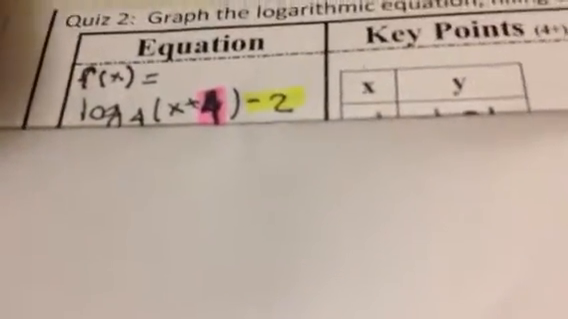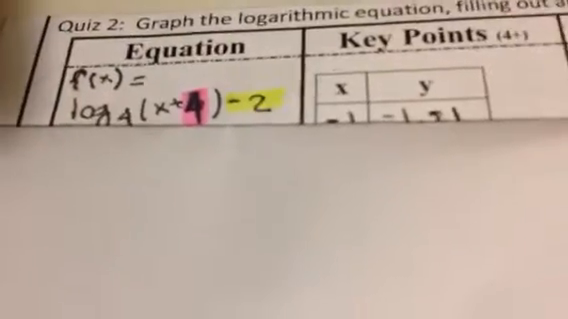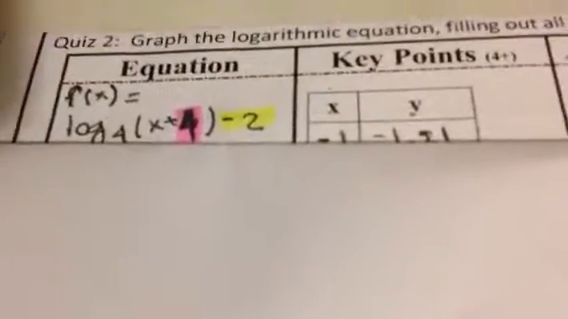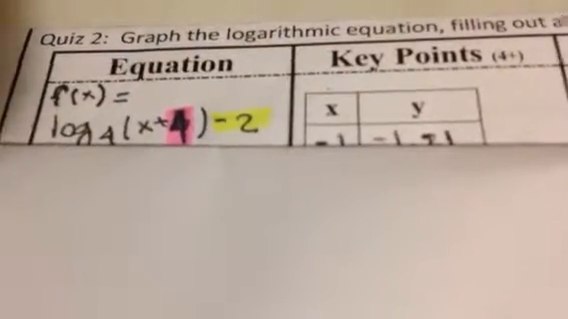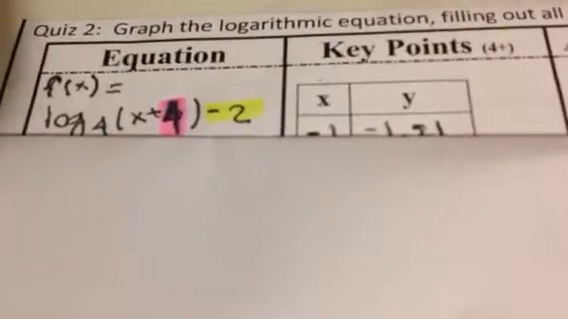The structure of the problem is going to be log base anything of (x minus h) plus k, meaning that the h is going to be the opposite of the sign in the parentheses.